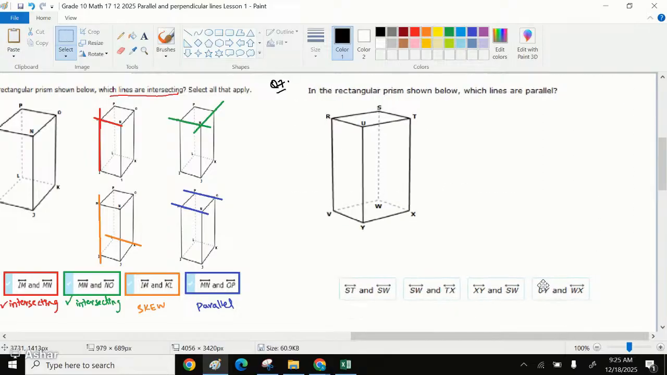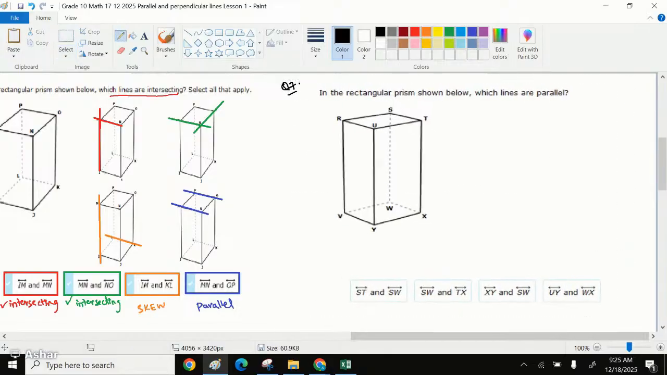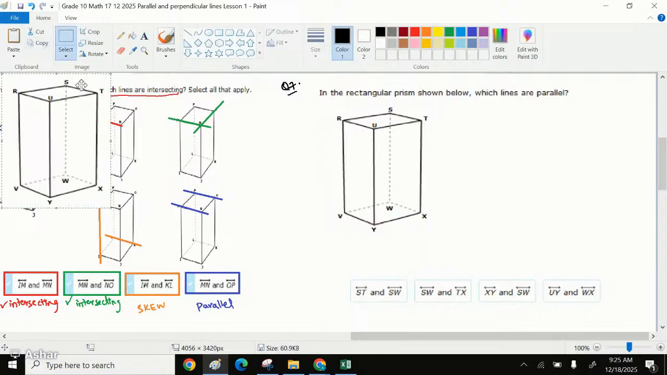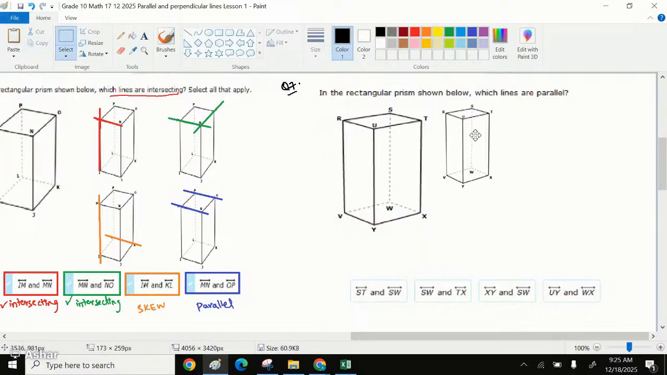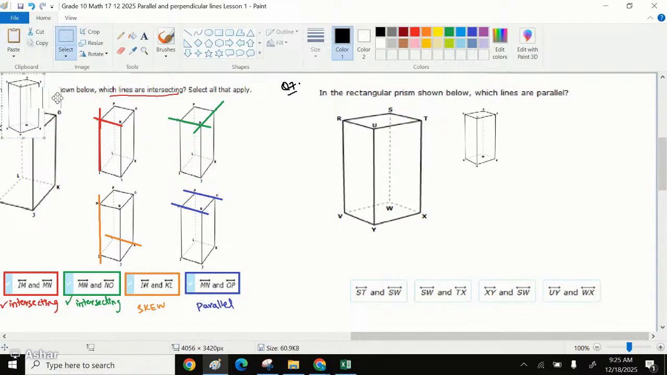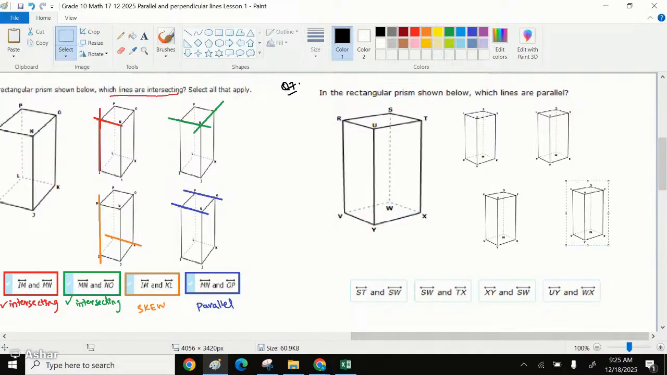Let's try to find which ones are parallel. Okay, so we have a rectangular prism and there are 4 options there. So let's try to reduce it to 4 options. Okay, 1, 2, 3, and 4 options. Okay, so we need to find these possibilities. But what they are asking in the question is lines are parallel. Our requirement is parallel lines.